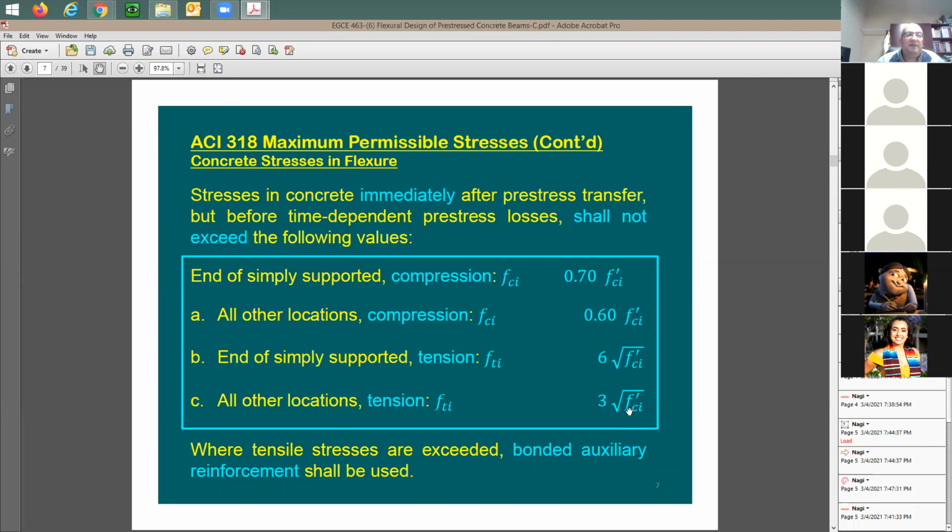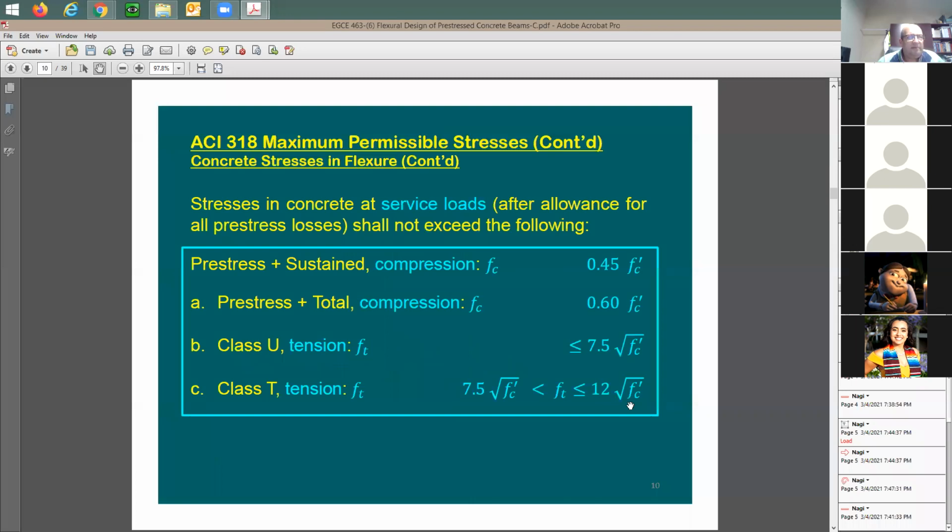Someone's going to say, how about FC and FT? The allowable stresses at service. You can say they're right here. Here's FC, 0.45 f'c. How about FT? 7.5 square root of f'c.